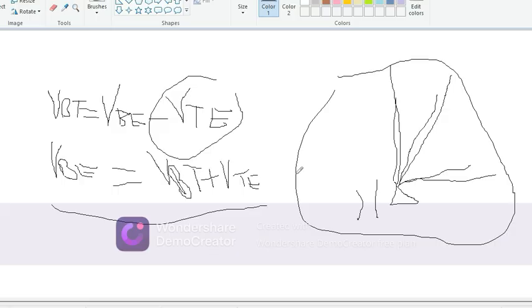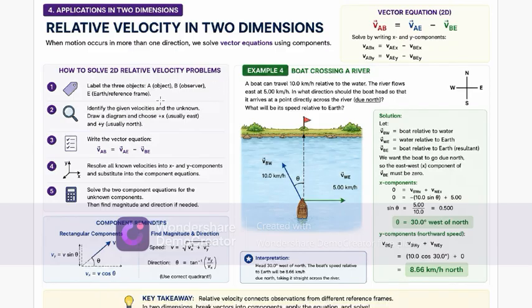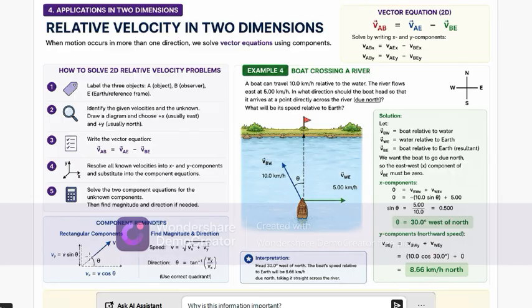Now, what do we do in terms of relative velocity? In two dimensions, how do we solve 2D relative velocity problems? First, label the three objects: A the object, B the observer, and F the frame. You have to label those objects. Then, for example, here are the components that are usually there, for example Vy and Vx.